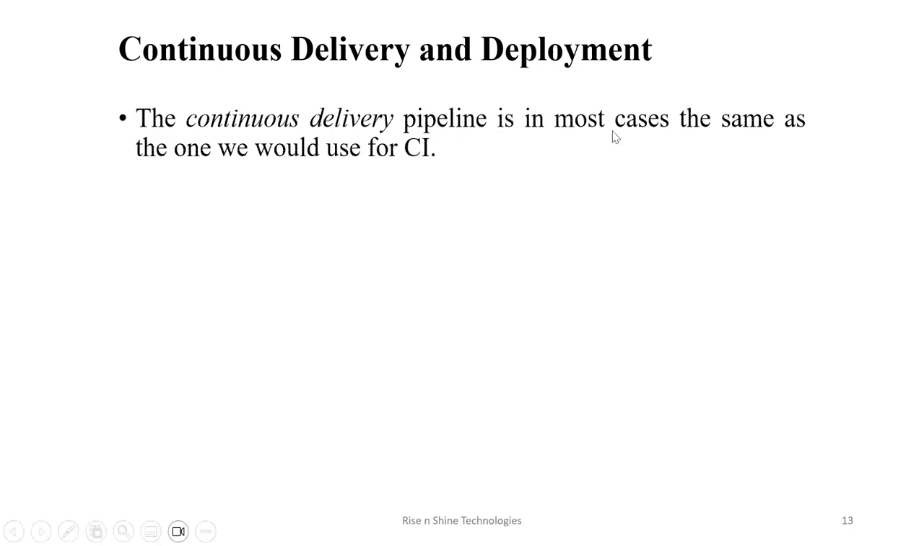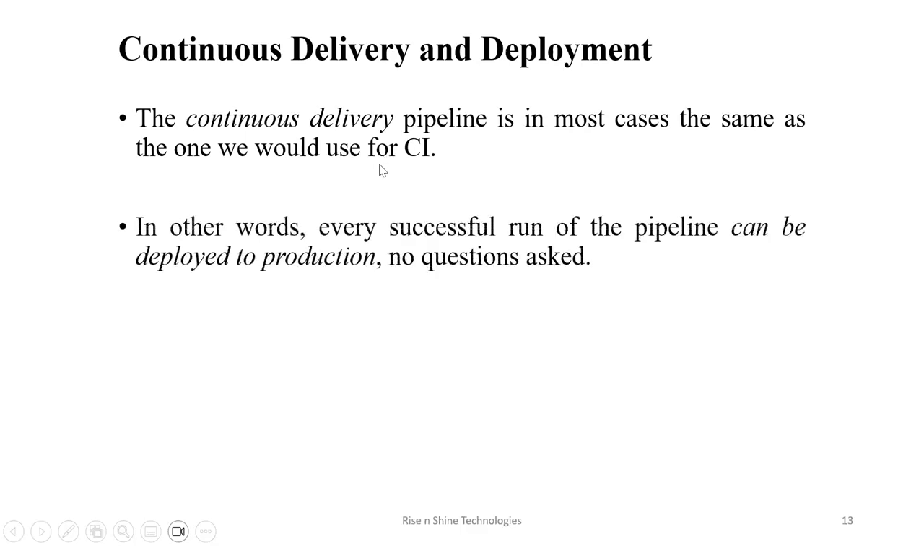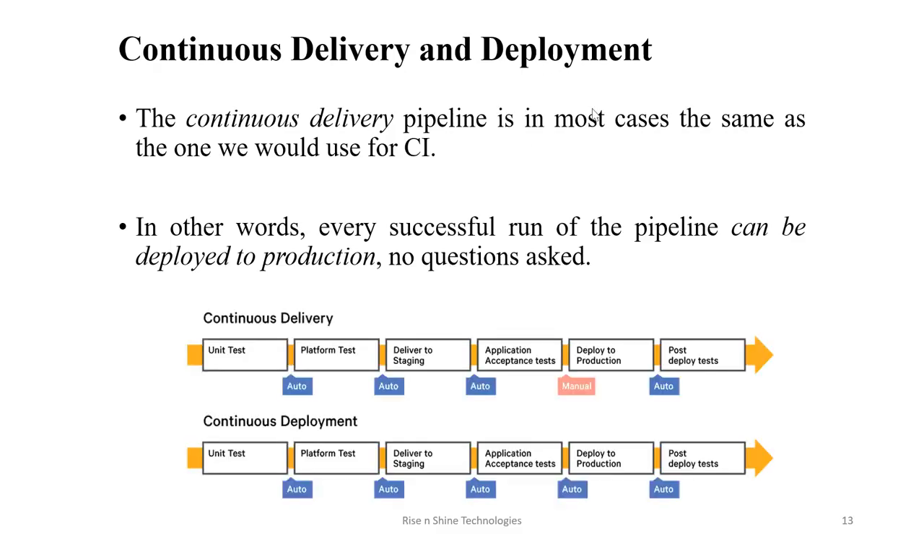Yeah, the delivery pipeline is in most cases the same as the one we would use for CI, but here it is going to have some manual approach. But in other words, every successful run of the pipeline can be deployed to production. No questions should be asked. If you have defined this kind of process, we say that is deployment, the automation approach. Delivery is manual promotion to production, and deployment is where no more questions should be asked until delivering to production, with no manual involvement.